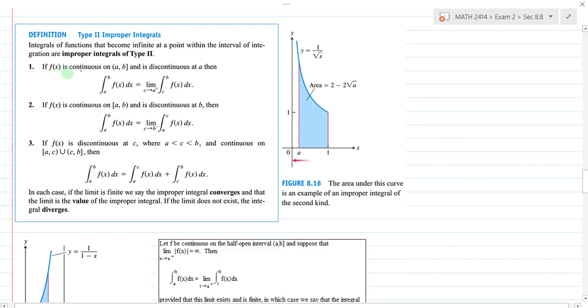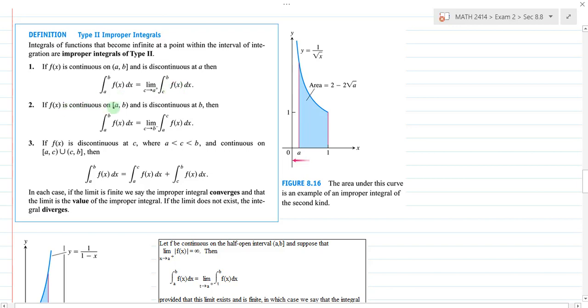So if our function is continuous on a semi-closed interval from a to b and is discontinuous at a, then we don't want to look at the integral from a to b. We want to look at the limit as some value approaches a from the right-hand side, because on this integral, we're approaching a from the right-hand side. So the limit is c approaches a from the right of the integral of c to b f of x dx. That's how we would rewrite our integral.